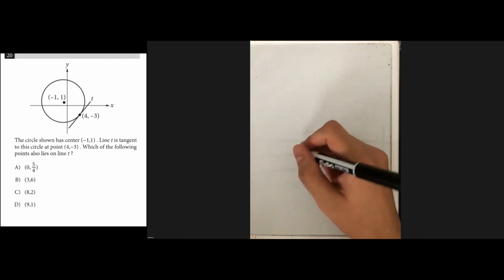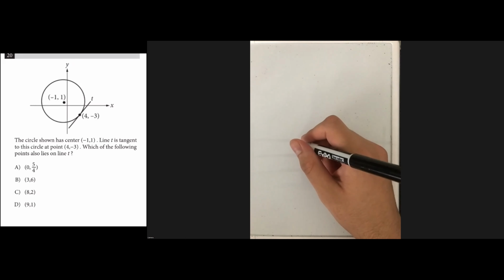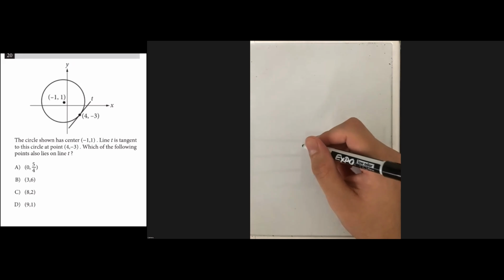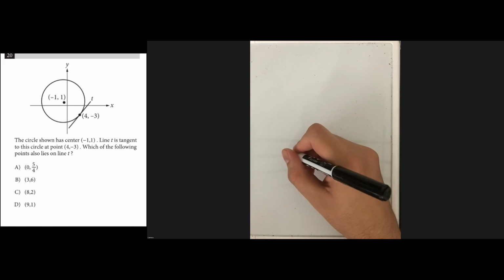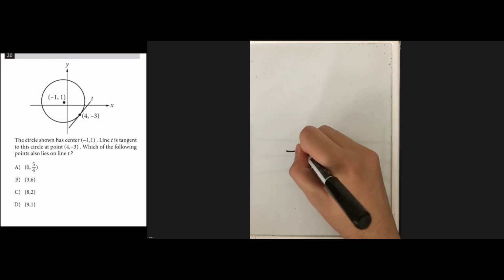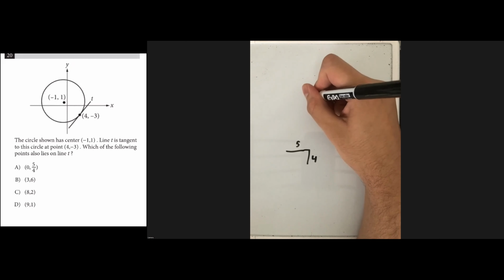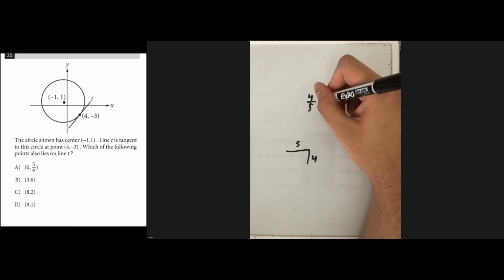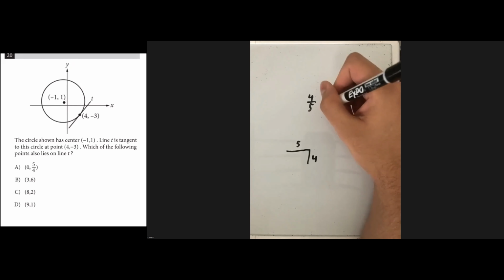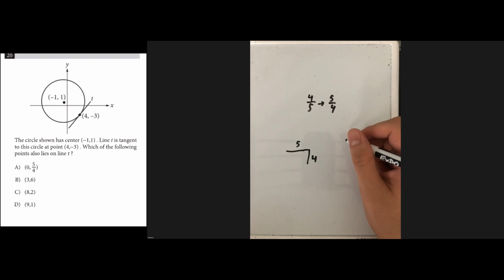Okay, so for this one, we have a circle with the center -1, 1, and we're given that the line tangent to it is at 4, -3. So that would be what? Right 5 and down 4. And we're given that this line is tangent, so it would originally be rise over run, 4/5, but because this line is tangent, we would flip it, so it would be 5/4. So using that, every time x increases by 1, the y increases by 5/4.